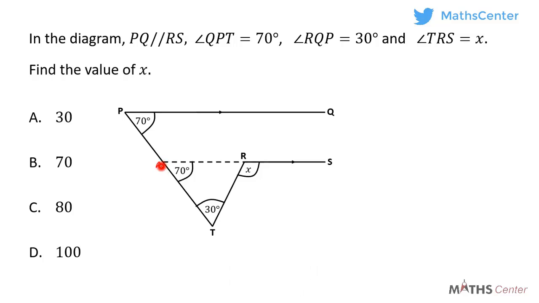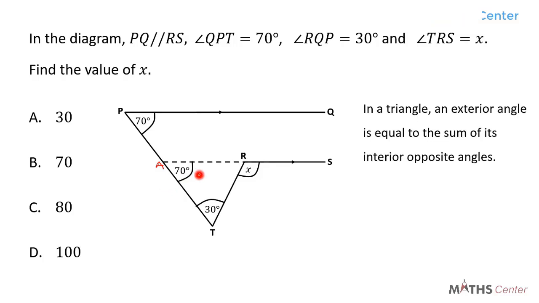If we consider the points A, R, T, we can see that they form a triangle. The points A, R, T form a triangle. One of the properties of angles in a triangle is that in a triangle, an exterior angle is equal to the sum of its interior opposite angles.